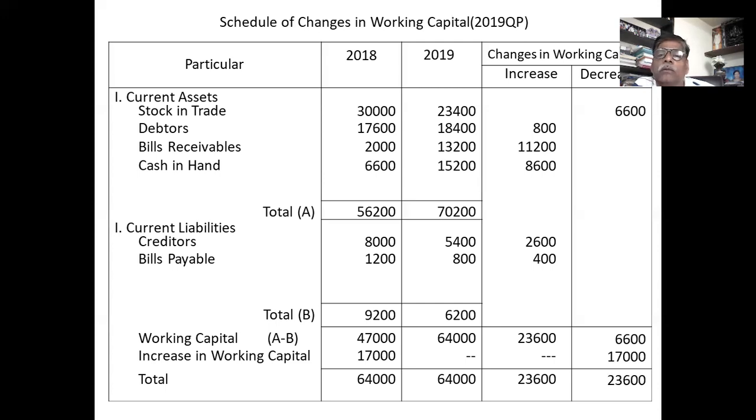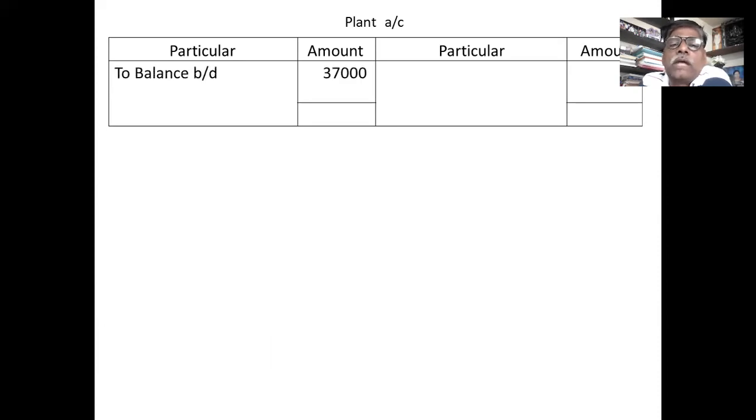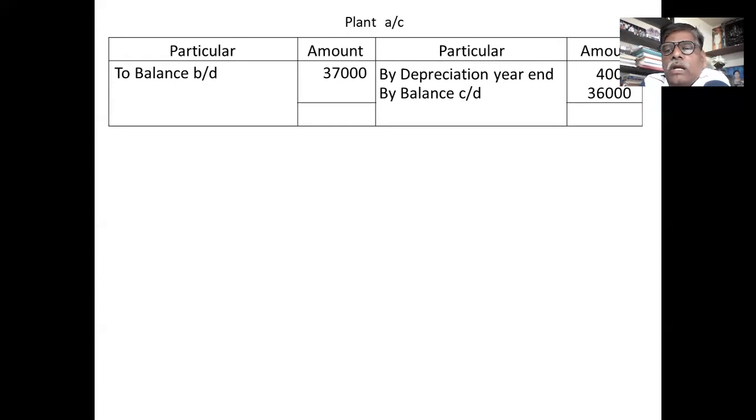23,600, first statement completed. Now you prepare the required accounts. First account is plant account. You prepare plant account because there is a confusion in the difference. To balance carried down is 37,000, opening balance first column is 37,000, closing balance is 36,000, then depreciation charged as per adjustment is 4,000. We entered opening balance, closing balance, and depreciation charged in the account. After this entry you close the account.